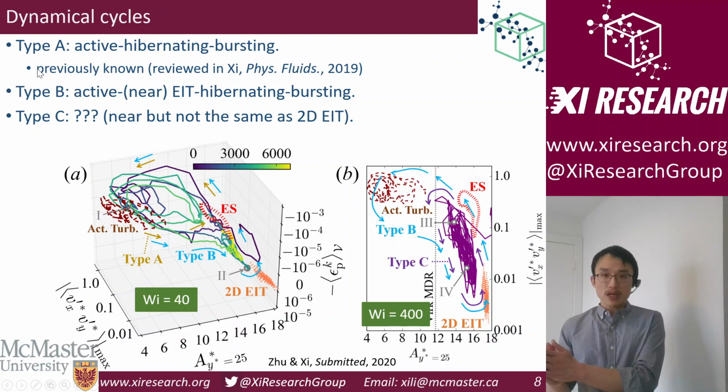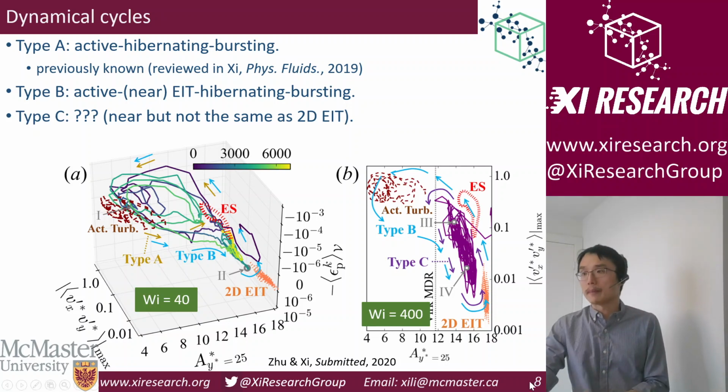And if we further increase the Weissenberg number and look at really high Weissenberg number, we see an entirely different kind of behavior. We call this a type C cycle. In this case, it seems to bounce back and forth between hibernating turbulence and the EIT. And compared with the type B cycle, it samples a much smaller region in the state space and doesn't really go back to active turbulence anymore.